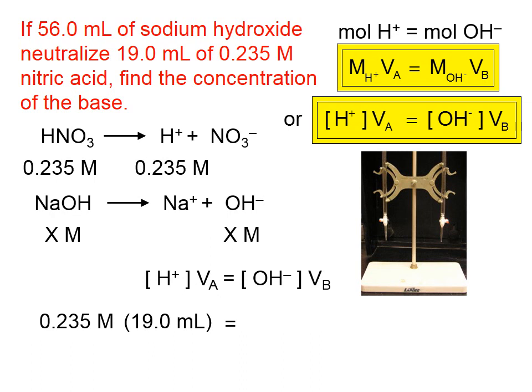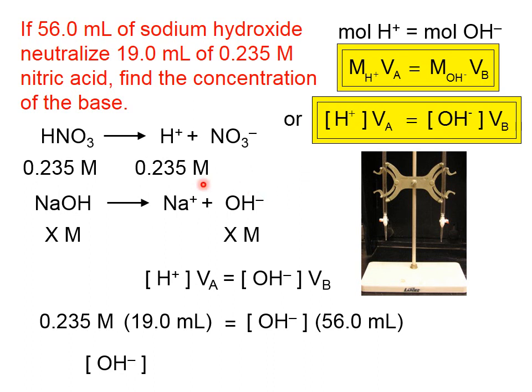Because sodium hydroxide is a strong electrolyte, whatever the concentration of the base is, that's going to be the concentration of the OH. So I'm just going to put essentially X there, and the volume of base we added was 56 milliliters. We can then calculate this for the concentration of OH.